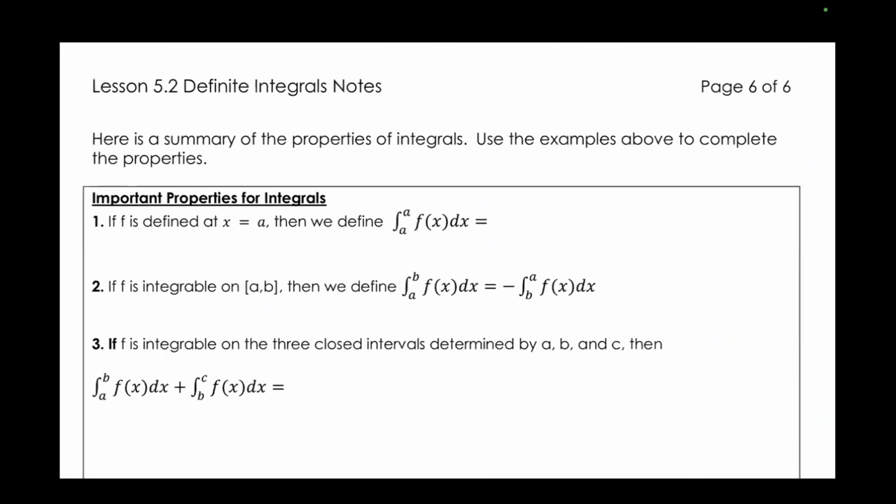All right, a short summary of what we've learned. If the upper and lower limits of integration are the same, the answer is always, that's right, 0. If f is integrable on a to b, then we define the integral from a to b of f of x. If I switch the limits of integration, notice that's the difference. Instead of a to b, b to a, you have to put a negative sign in front.